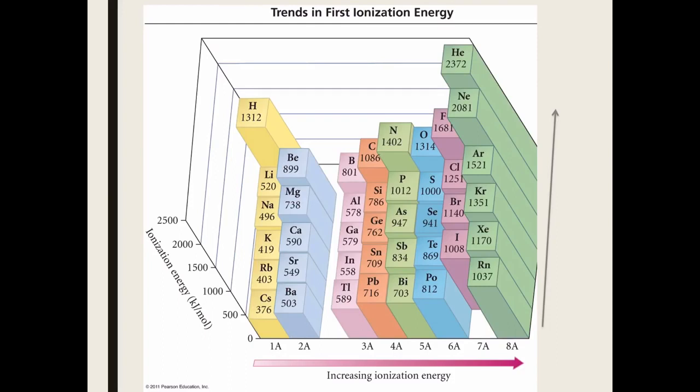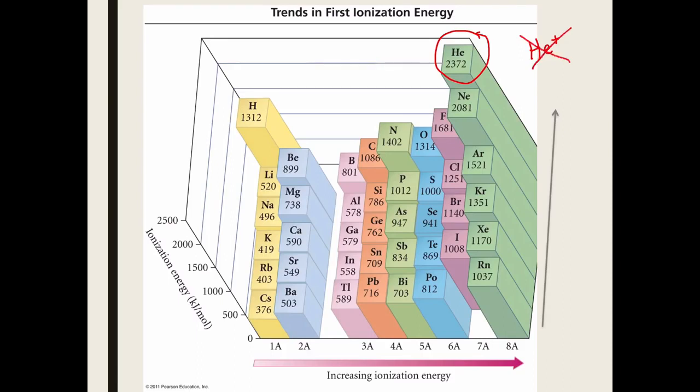So here's a picture to show the trends in the first ionization energy. Since helium is the smallest atom, it has the highest ionization energy. It is extremely hard to remove an electron from helium. You don't ever hear anyone talking about He+. It just doesn't happen. Helium does not want to give up its electrons.